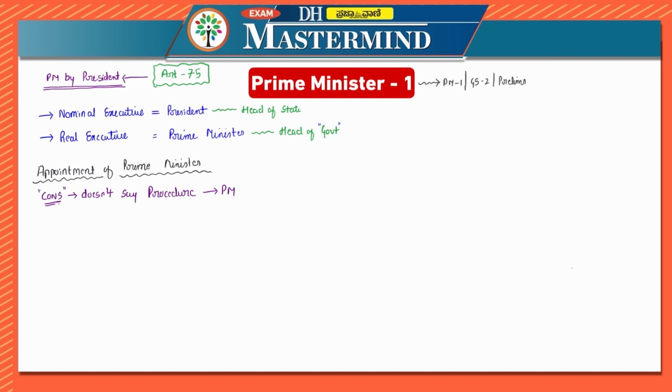Now how does this work? The way Prime Ministers are appointed or elected, how do those things work? On all of those things we are dependent on conventions. All those things we are dependent on conventions of the parliamentary form of government. On that convention itself we are appointing the Prime Minister.